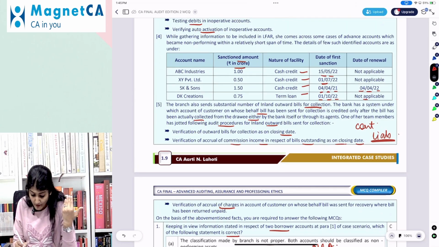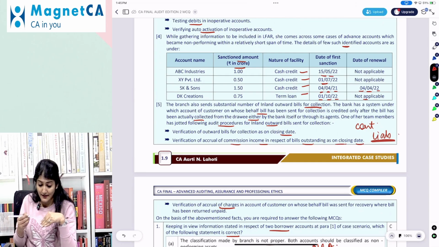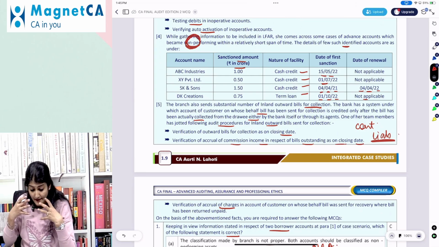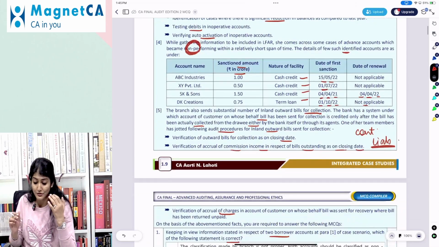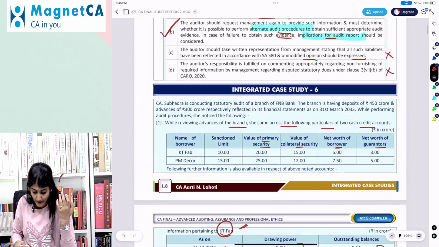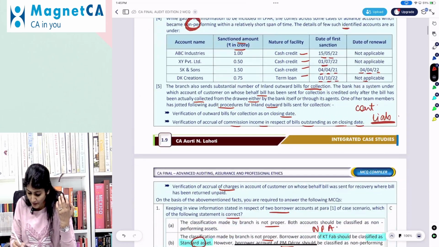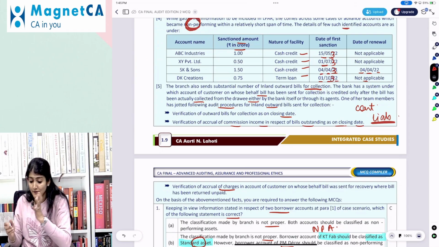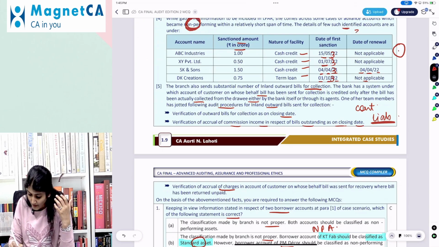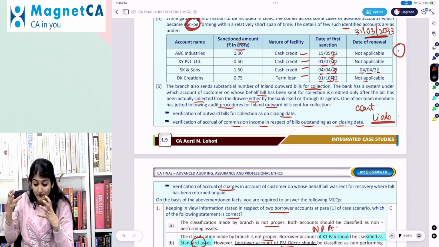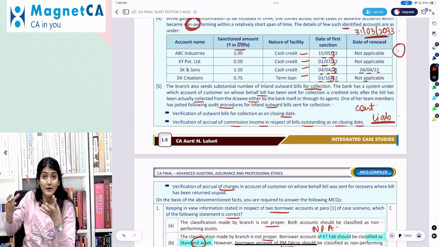Let's come across the accounts. The details of a few of the accounts have been identified as under, and these accounts have become non-performing during the year. So what is the year for which we are doing the audit? 31st March 2033, so these years need to be changed. As of 31st March 2033, these accounts have become NPA. Now you need to check whether they have become an NPA within 12 months.